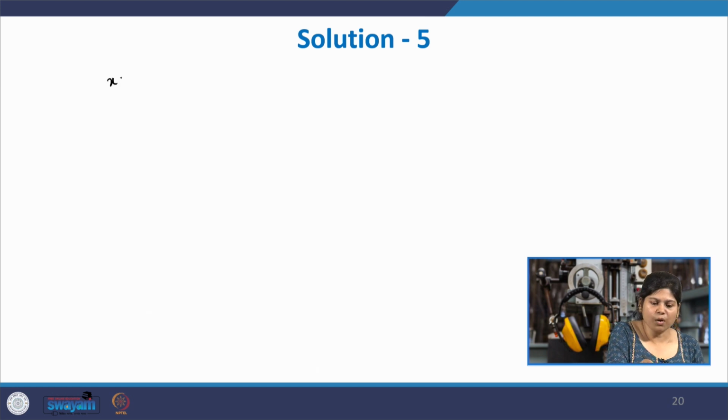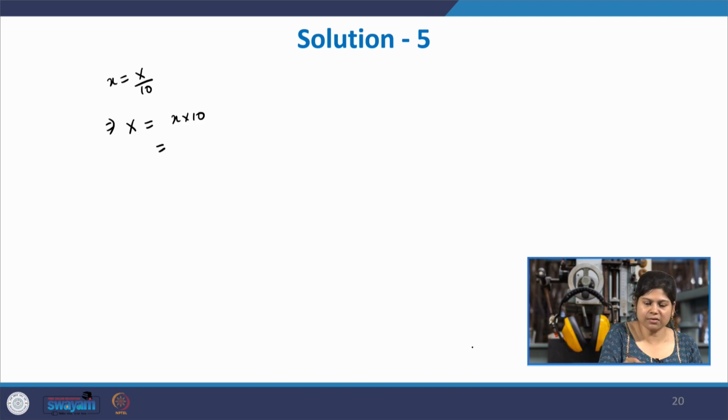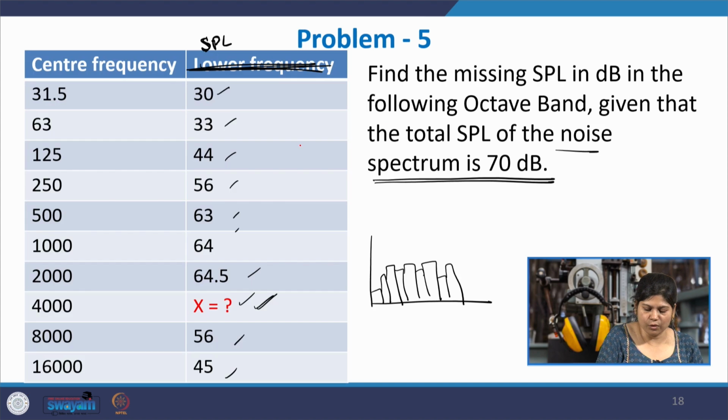And x is capital X by 10, and we need to find capital X in decibels. So, it should be x multiplied by 10, and x we found as 6.26. So, 62.6 decibels was our missing dB from that table over here.